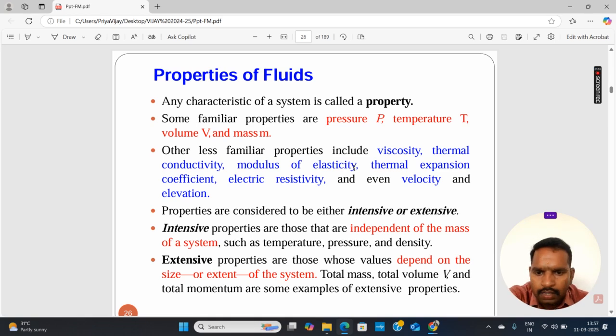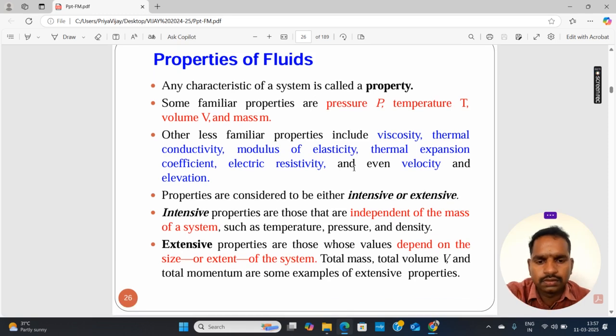Similarly, extensive properties are those whose values depend on the size, which is nothing but the mass of the system. For example, the total mass, volume, and the total momentum are some examples of extensive properties. So this property mainly depends upon the mass.